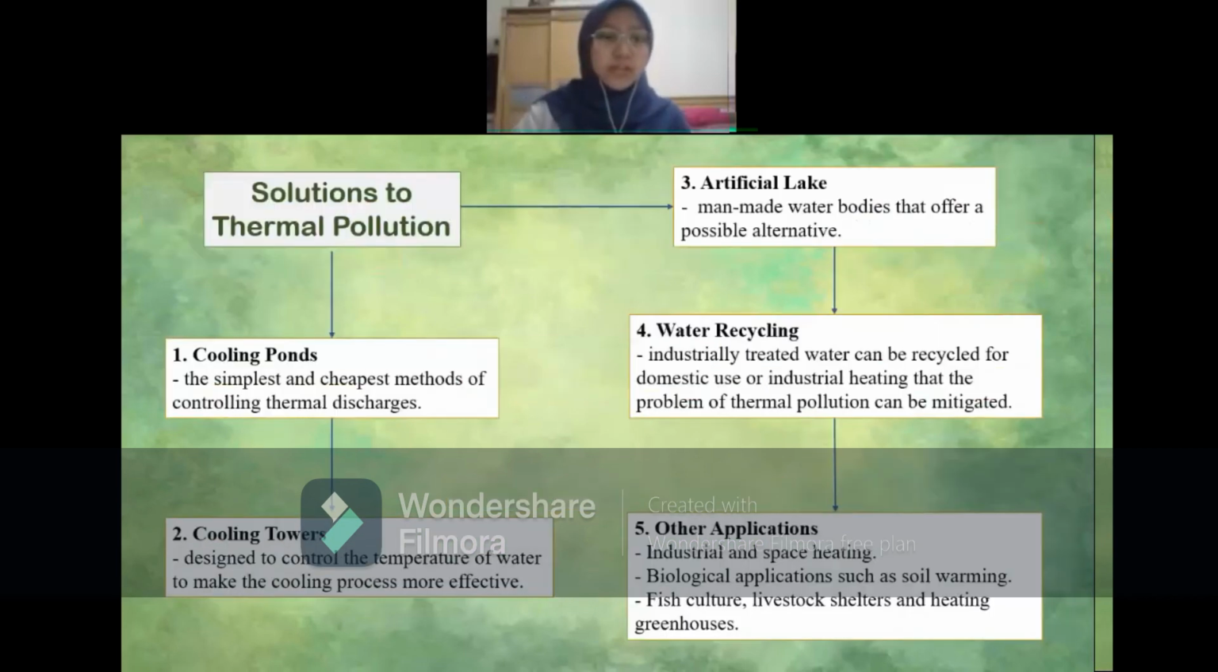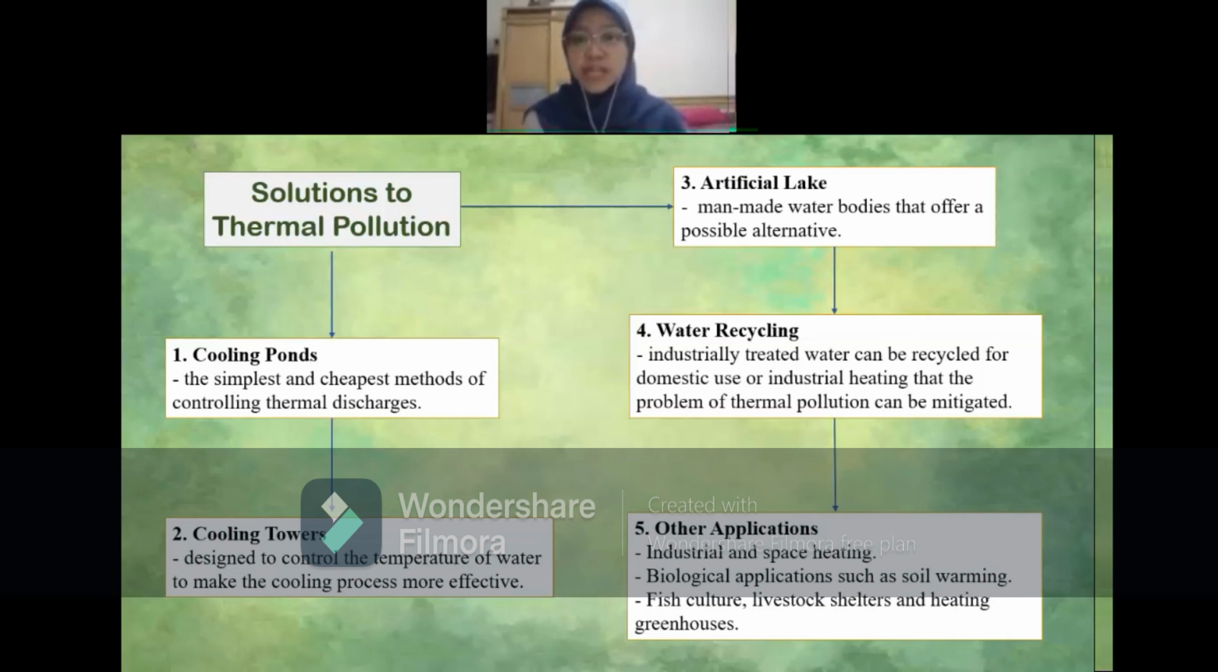And the solutions to solve the thermal pollution, there are 5. The first one is cooling pond. Cooling pond is the simplest and cheapest method of controlling thermal discharges. Number 2 is cooling tower. This cooling tower is designed to control the temperature of water to make the cooling process more effective.